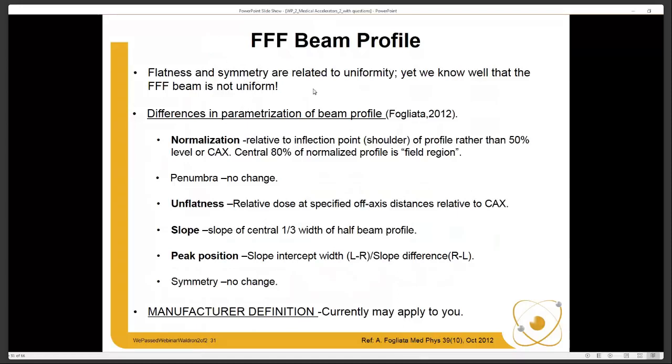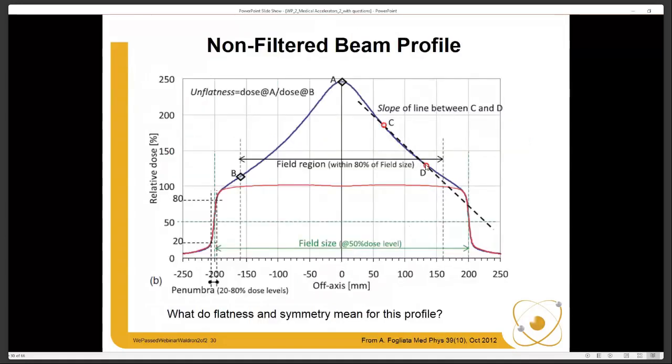They're important features. But if we're talking about a flattening-free beam profile, we're going to use a different normalization point. We're not going to use the 50% point. We're going to use the inflection point of the shoulder of the profile. This should give us a number that is consistent with the filtered beams. Our definition of penumbra will be unchanged. Our definition of unflatness is going to be at specified off axis distances relative to the CAX. In other words, we're going to use the slope of the central third width of the half beam profile, this slope here, C to D.